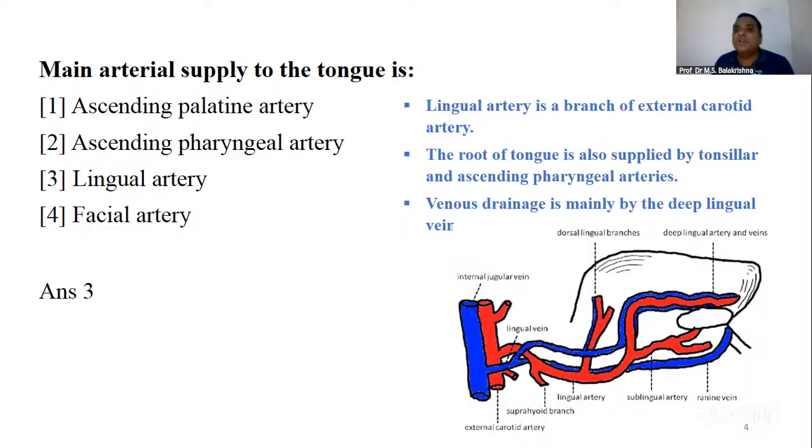So this is your tonsillar and ascending pharyngeal artery supply the root of the tongue. So the lingual artery is the main arterial supply. And the venous drainage is mainly by deep lingual veins. So these are all PYQs to help you out to concentrate on this particular portion of the tongue chapter.